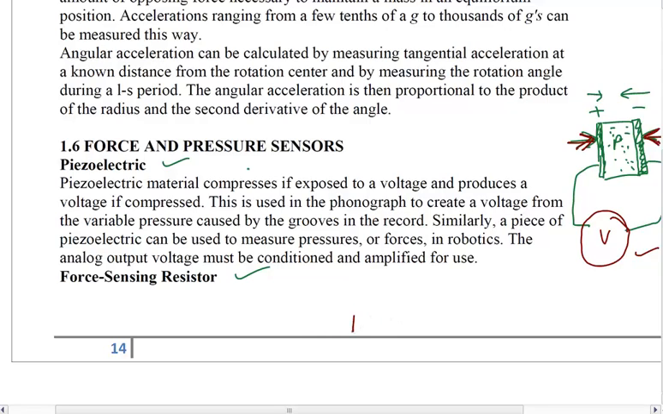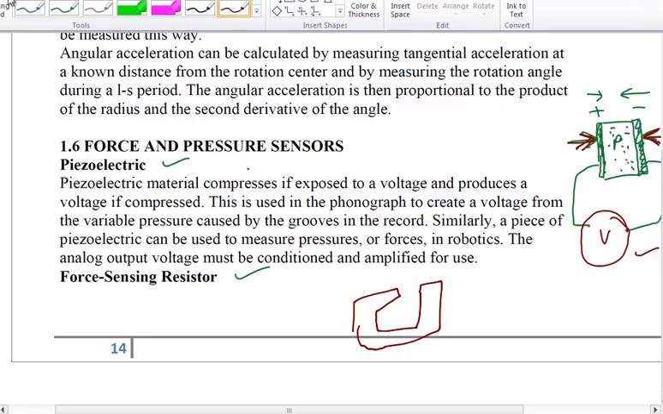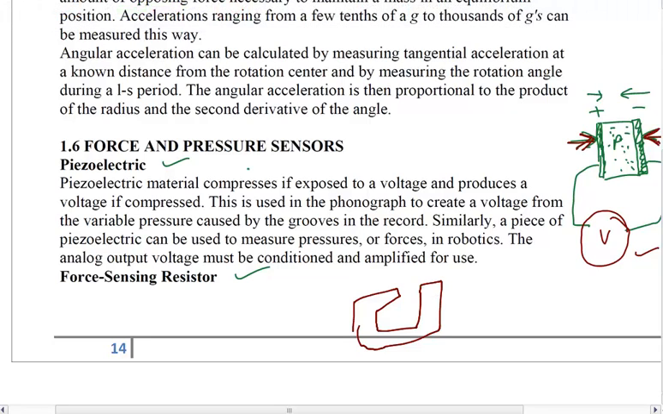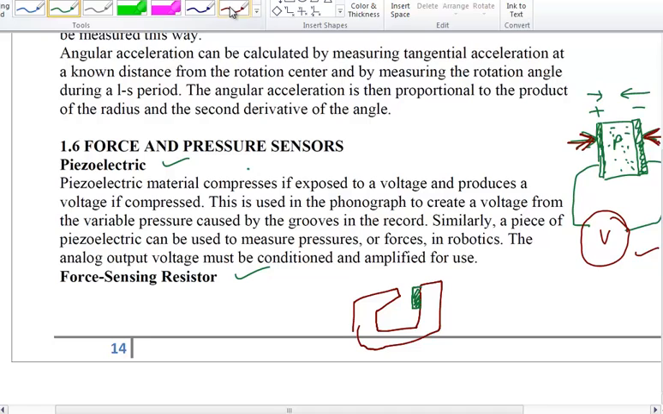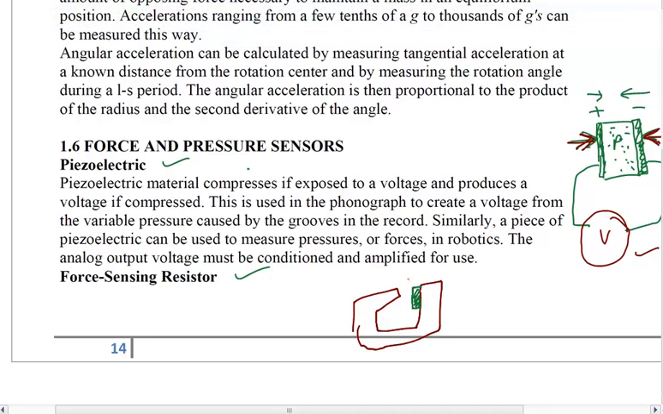How? Suppose there is a gripper in the robot, and at one end of the tip of the gripper I attach a piezoelectric sensor. Then if there is an object that is being compressed or pressed by the gripper, suppose this is the object being pressed by the gripper, it is basically trying to apply force in this and this direction.